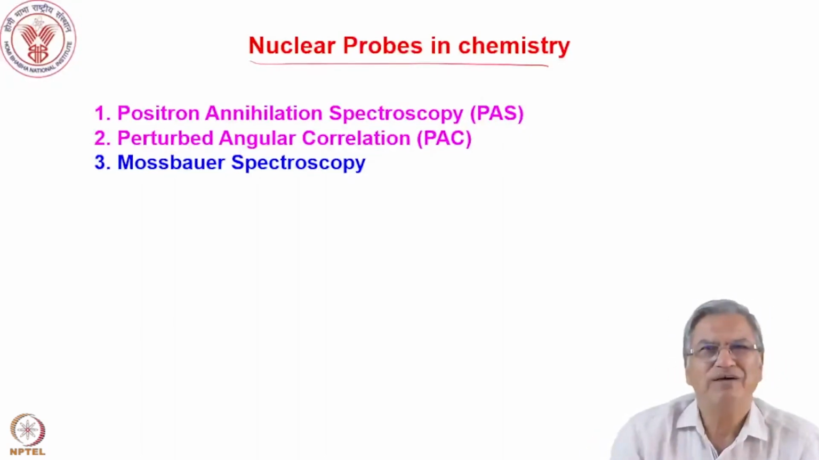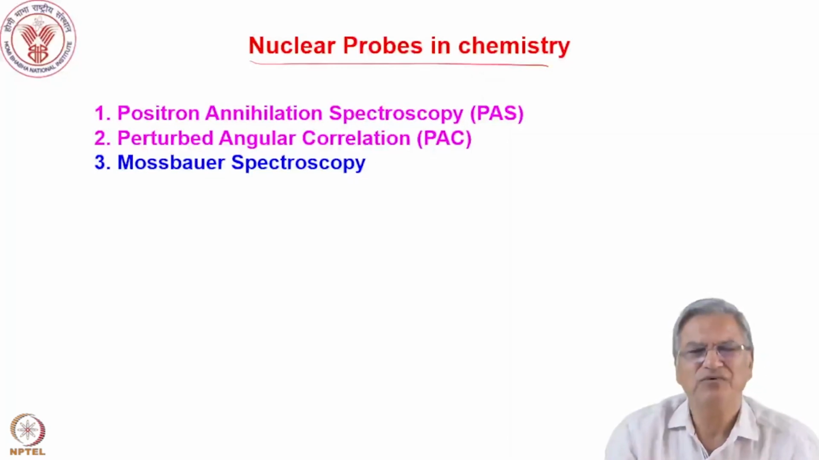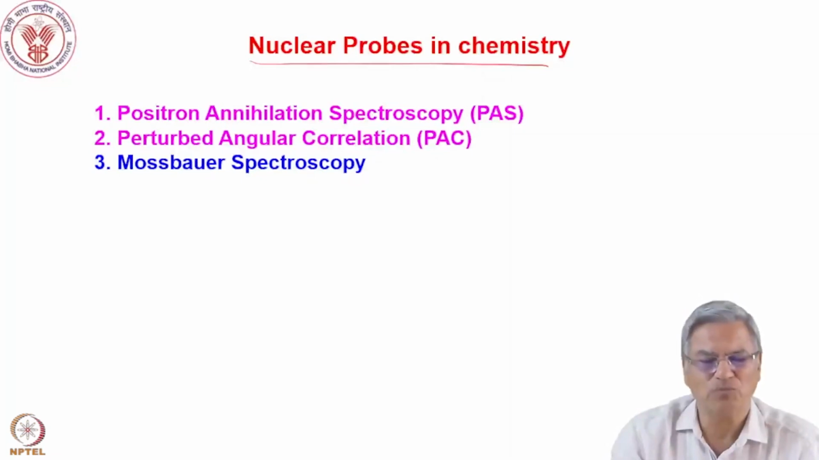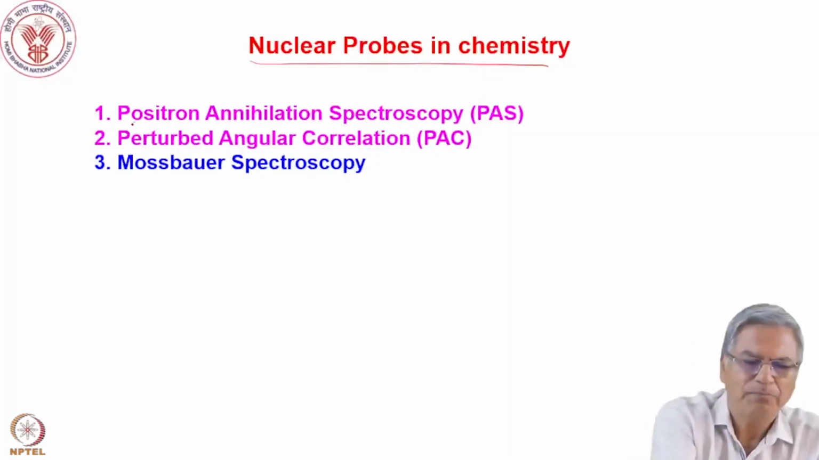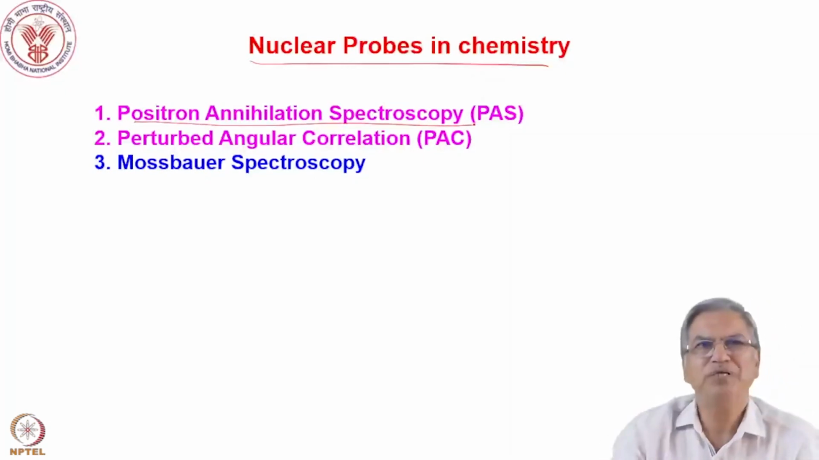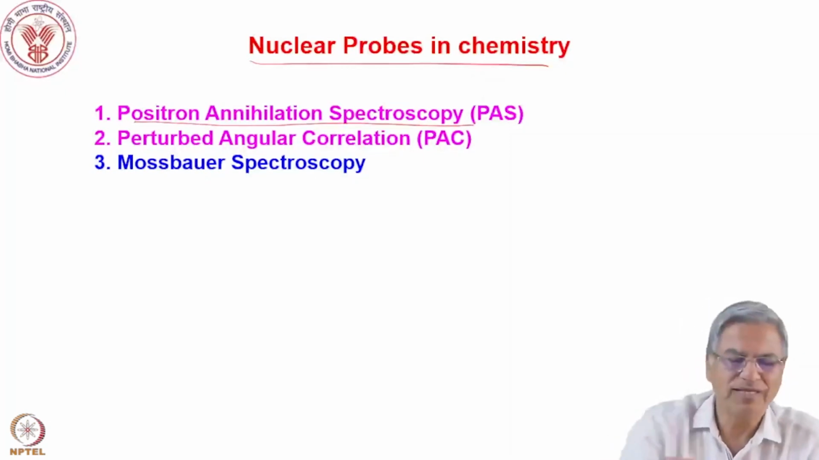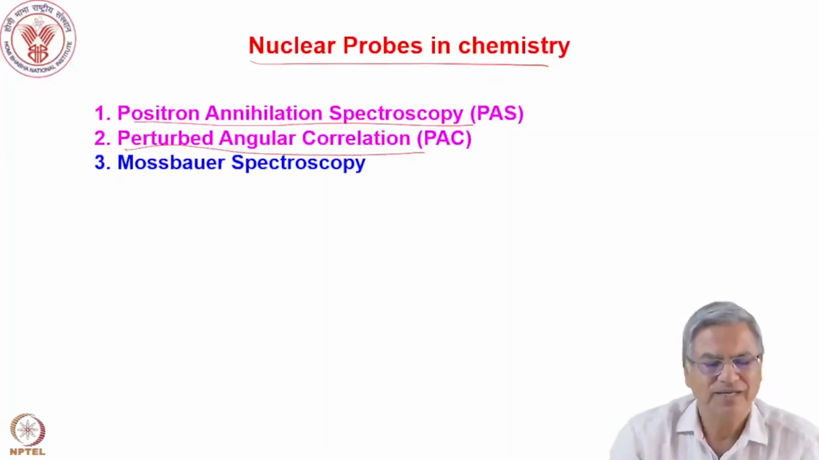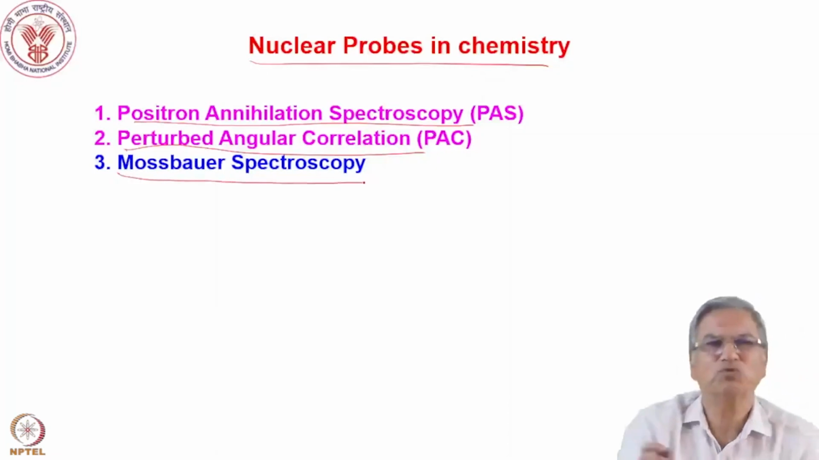Of course, now we do not have well-defined boundaries. There is a lot of multidisciplinary research. We have chemical physics and physical chemistry, at the boundary of physics and chemistry. So when I say nuclear probes, it can be applied to physical chemistry, chemical physics, and so on. There are three techniques which come in the category of nuclear probes. One of them is positron annihilation spectroscopy, which I will discuss in more detail. The second is perturbed angular correlation spectroscopy, PAC. And the third is Mössbauer spectroscopy.